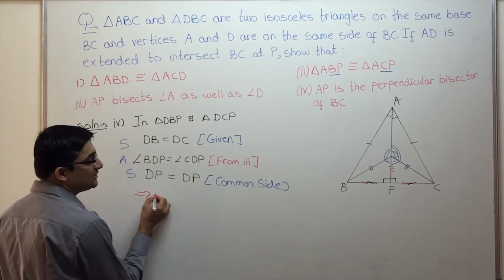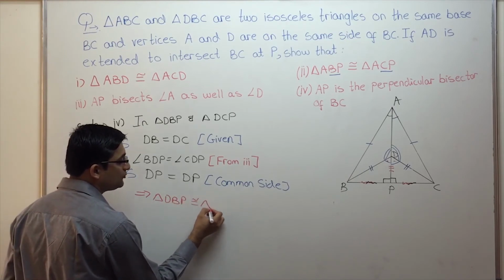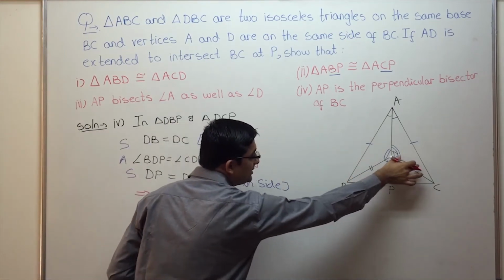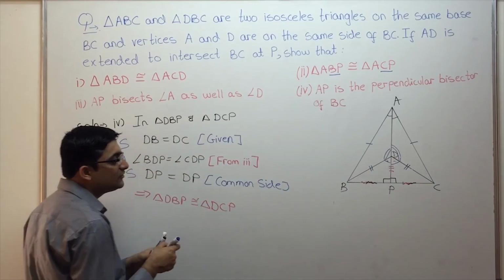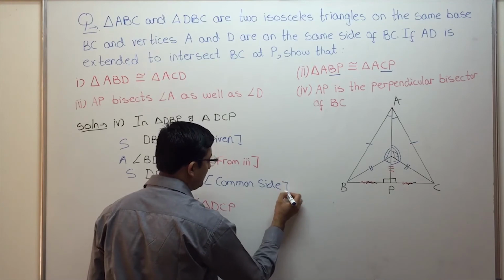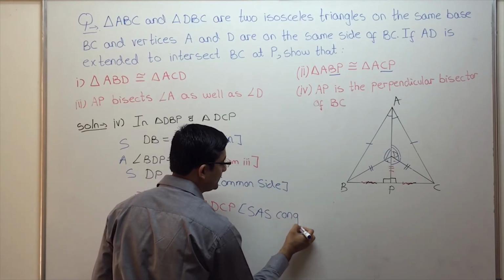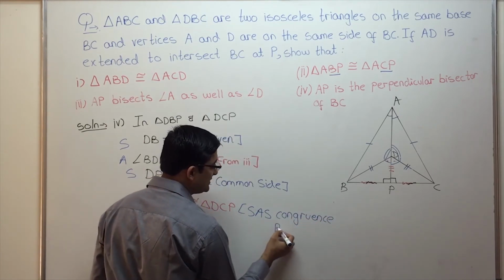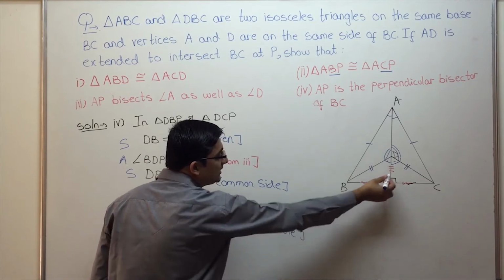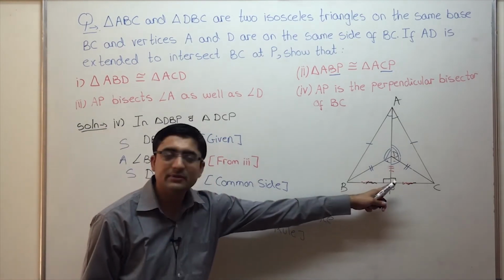So this implies triangle DBP is congruent to triangle, see, DB corresponds to DC, so triangle DCP. And what is the criteria we used? SAS. So I'll mention over here side angle side congruence rule. So previously I showed this by SSS. You can also use SAS, up to you. So basically now these two triangles are congruent. The moment two triangles are congruent, we can get BP is equal to CP.